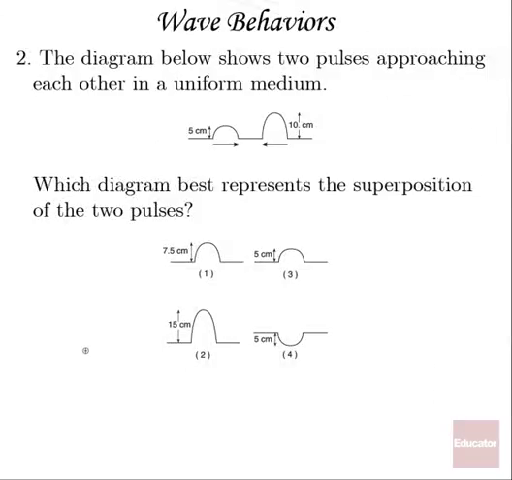Correct answer, number 1. Number 2. The diagram below shows two pulses approaching each other in a uniform medium, 5 centimeters to the right and 10 centimeters moving to the left. Which diagram shows their superposition? Well, that just means we're going to add them up. The correct answer there must be 2.